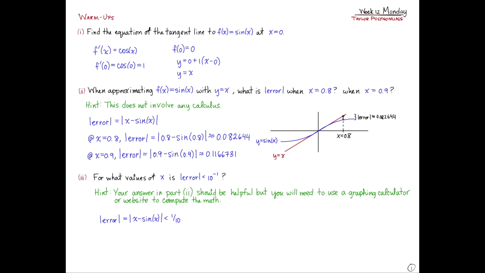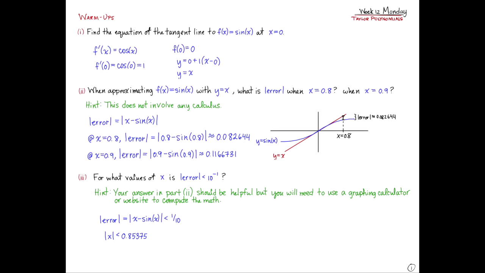Unfortunately, this is not an equation that we can solve algebraically, so you would need to use your graphing calculator or some type of math website to solve it for us. When we do, we find that the absolute value of x is less than 0.85375. This makes complete sense based on our work above, where we knew the error was going to fall somewhere within this interval. If we wanted to approximate f of x equal to sine x with x, that's really only going to work for very, very small x. In other words, x has to be really close to 0.